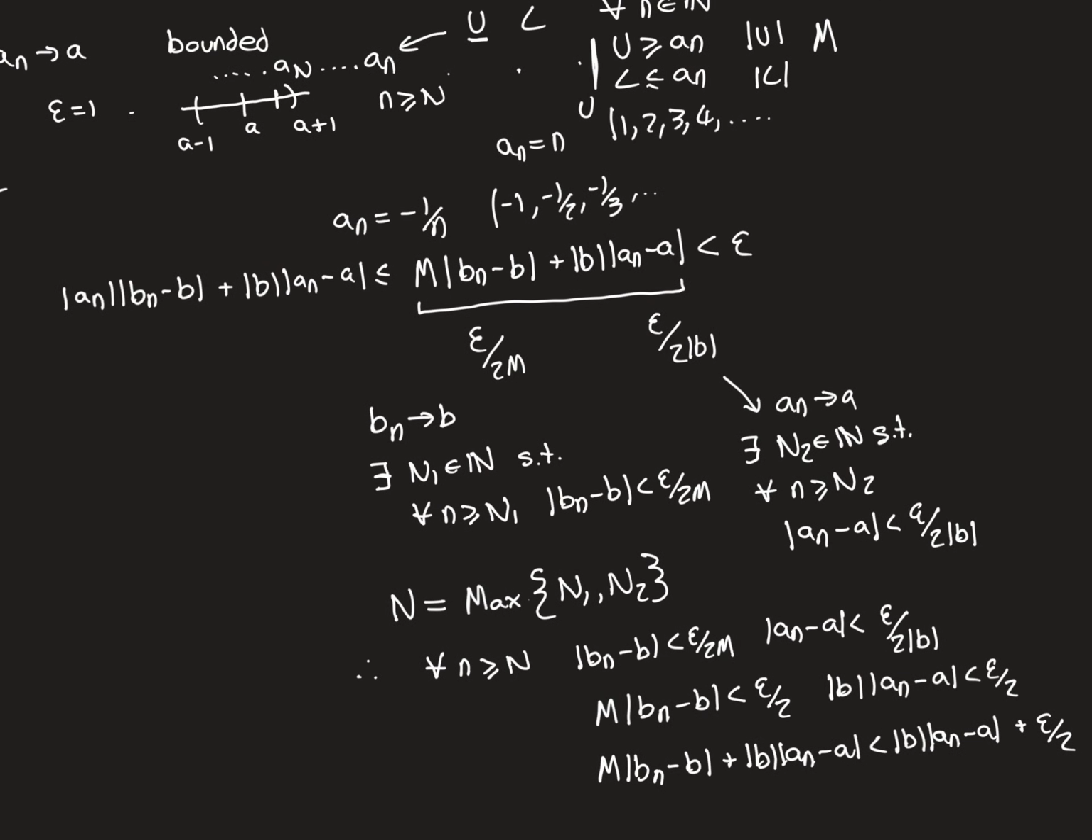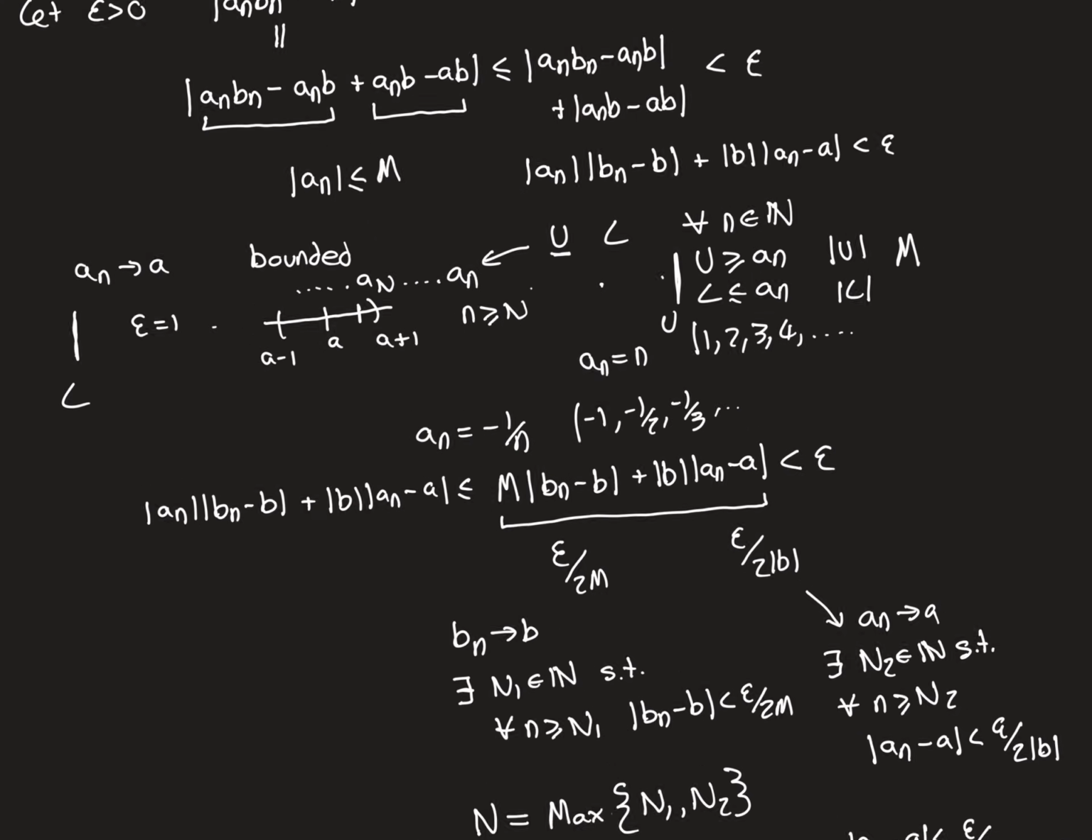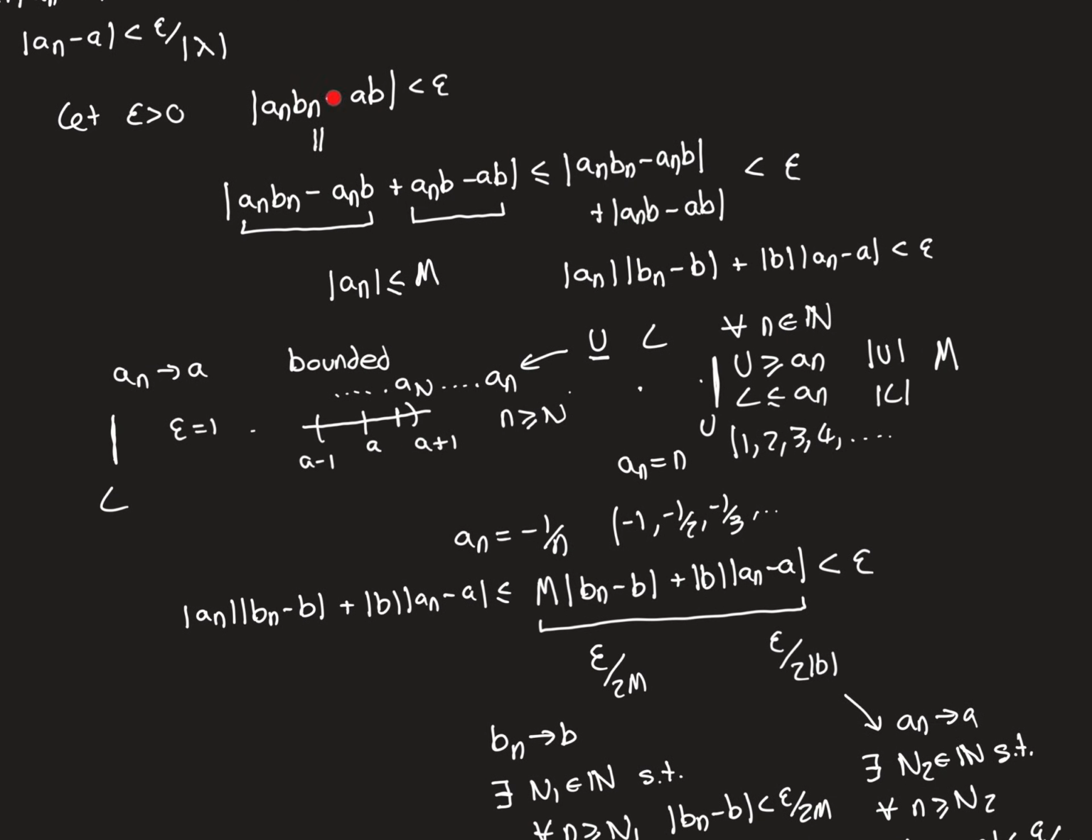So overall, we've shown that this thing can be made less than epsilon, and as this thing is less than this thing, it will be less than epsilon for that big N. And as this thing is less than this thing, it will be less than epsilon for that big N. So we've done the proof.